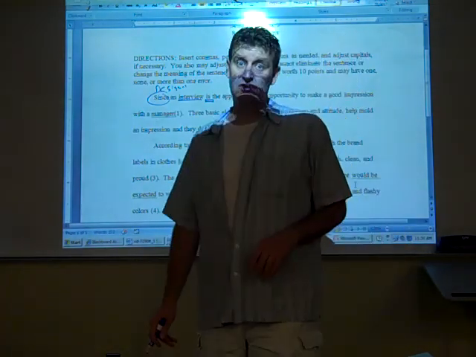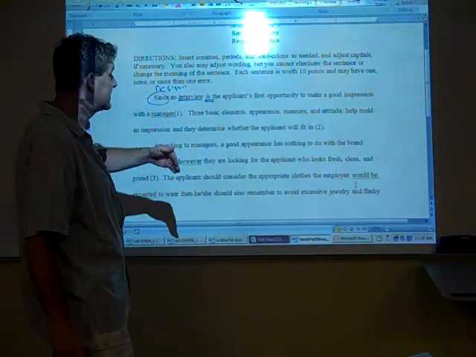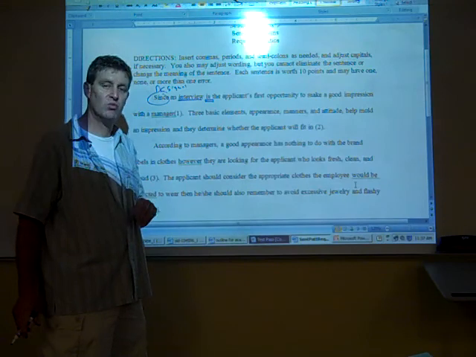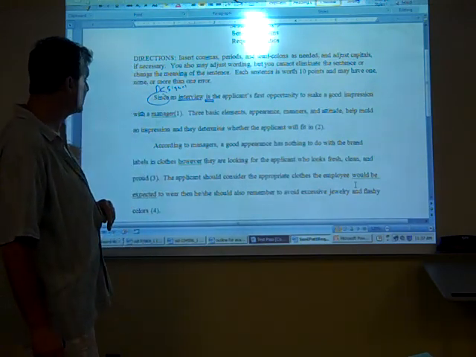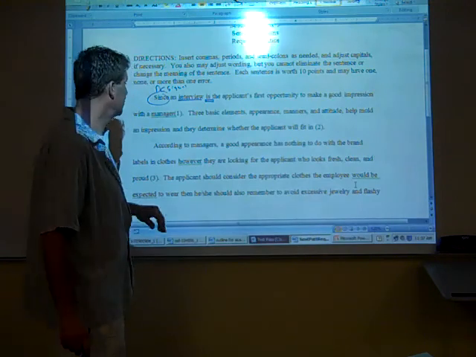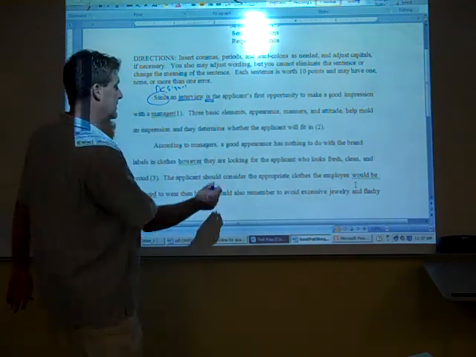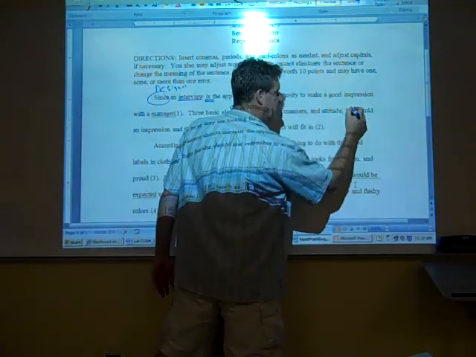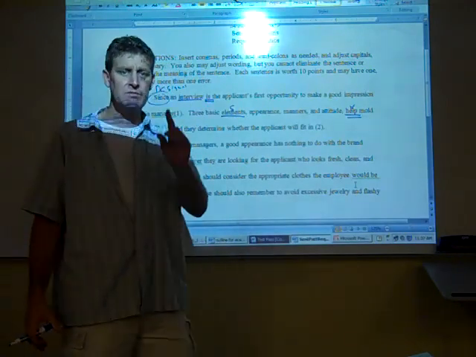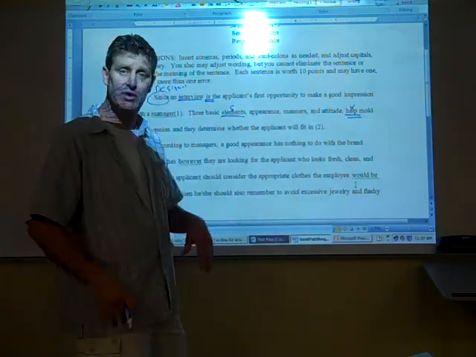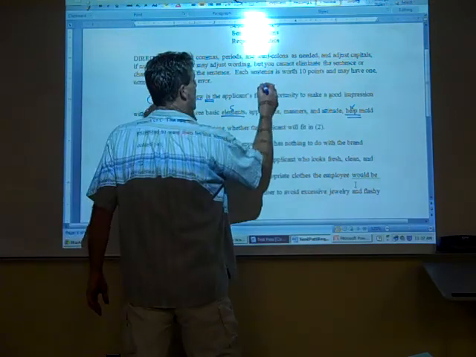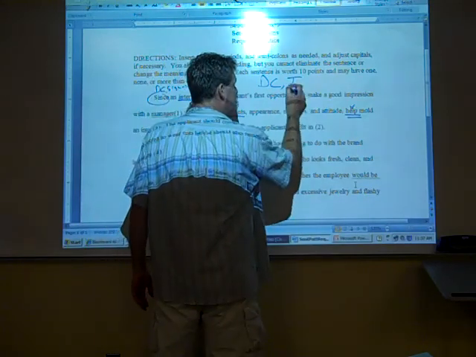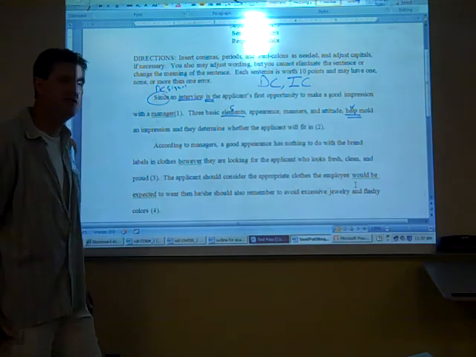So let's read the next clause and see if we have an independent clause. "Three basic elements: appearance, manners, and attitude help mold an impression, and they determine whether the applicant will fit in." Well, that to me seems like an independent clause, so let's see. Three basic elements. Elements, subject, help is our verb. Now we have our sentence patterns to think about here. And we have one sentence pattern, it's a dependent clause, followed by a comma, and then an independent clause. And that's exactly what we have here.